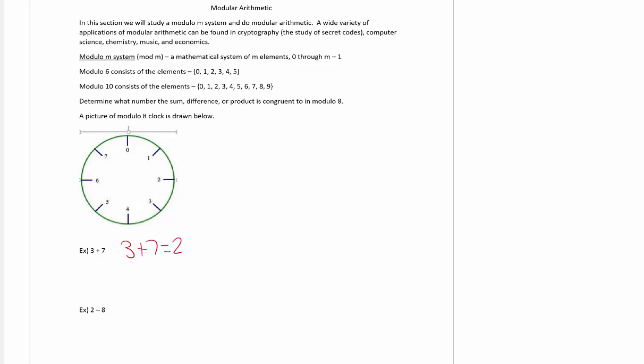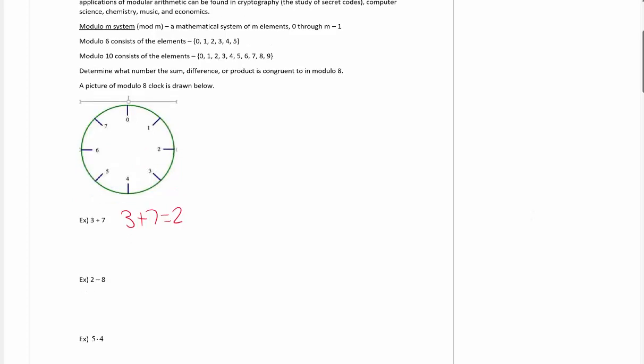All right, now let's take a look at 2 minus 8. Here I would start with 2, but because I'm subtracting, I'll go counterclockwise by 8. So 1, 2, 3, 4, 5, 6, 7, and I'm back to 2. So 2 minus 8 is equal to 2.